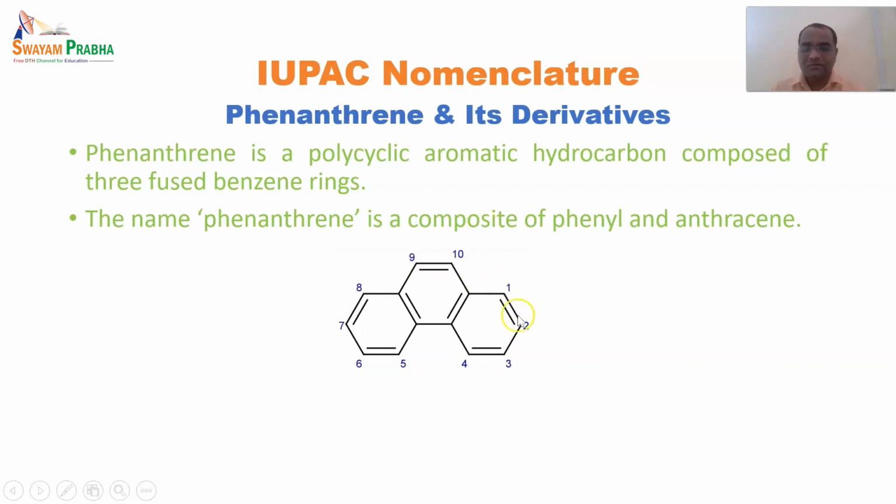So starting from 1, 2, 3, 4. So leaving the middle ring behind, 5, 6, 7, 8, and now coming towards the middle ring, that is 9 and 10. Similar to what we have seen in the case of anthracene, phenanthrene also has a similar type of numbering for the middle ring.